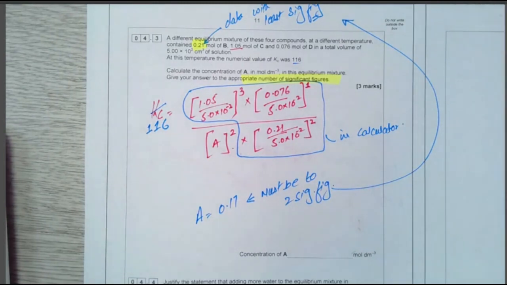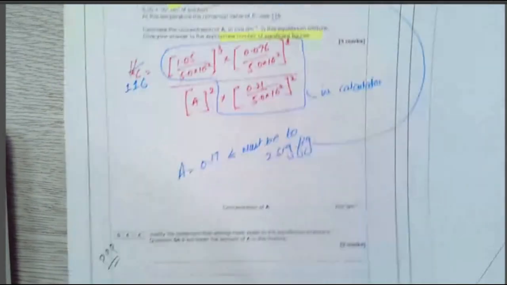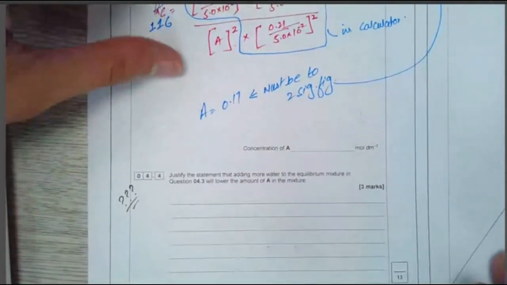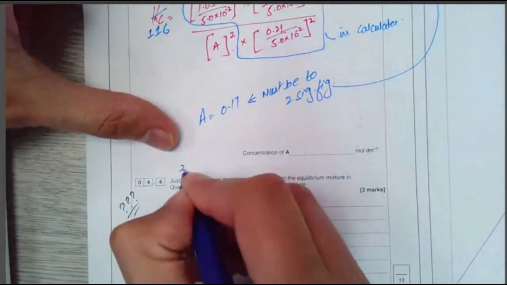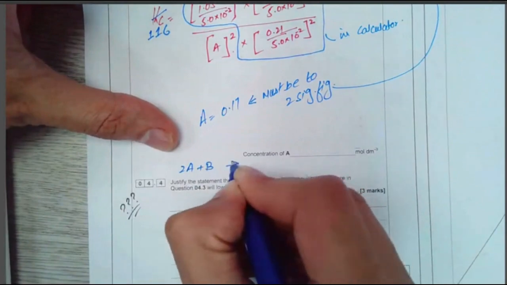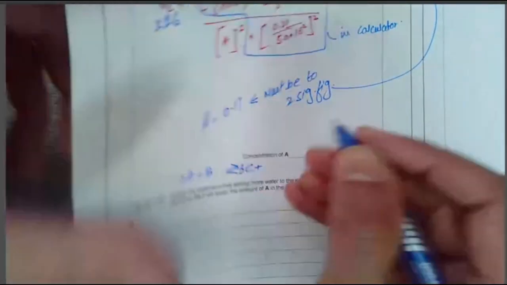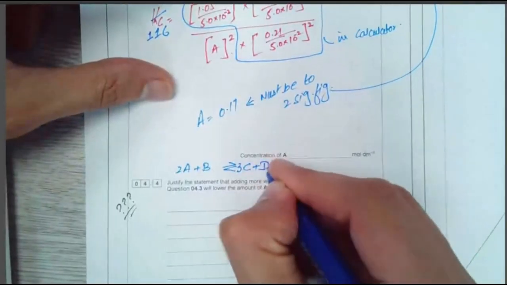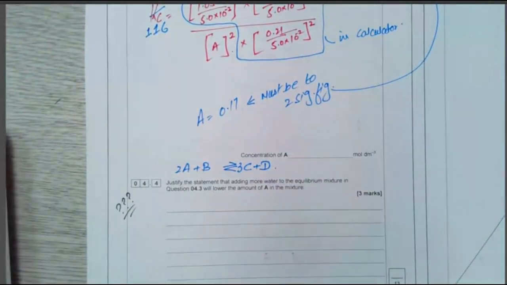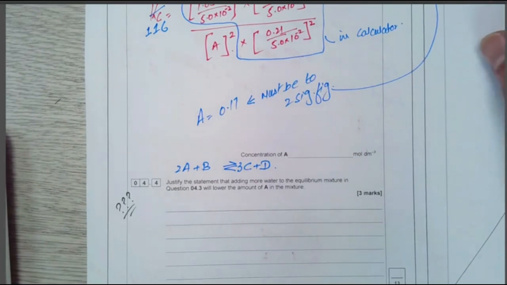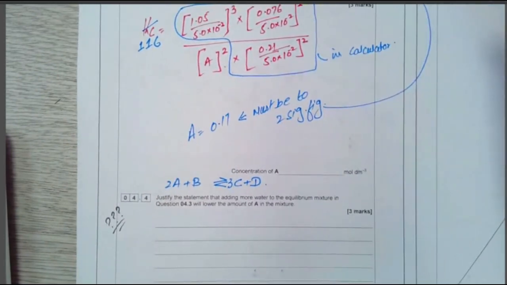Okay. Now the next part says, justify the statement that adding more water to the equilibrium mixture in question 4.3 will lower the amount of A in the mixture. So what was my equation? My equation is 2A plus B gives me C. How many C's are there? 3C plus D. What would you say? Will lower the amount.